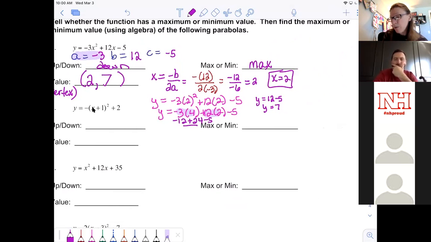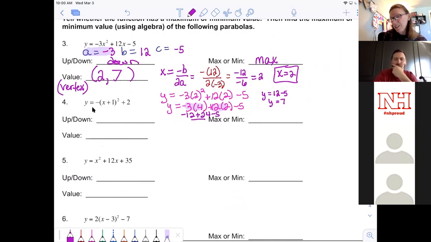So that one's a long problem. Even though we're not graphing it, you're essentially still finding all of the information you need to graph. So we're saying it opens down because A is negative, which means it's a max, but then we still have to find that maximum value. And that really is the vertex. So we're finding the vertex.